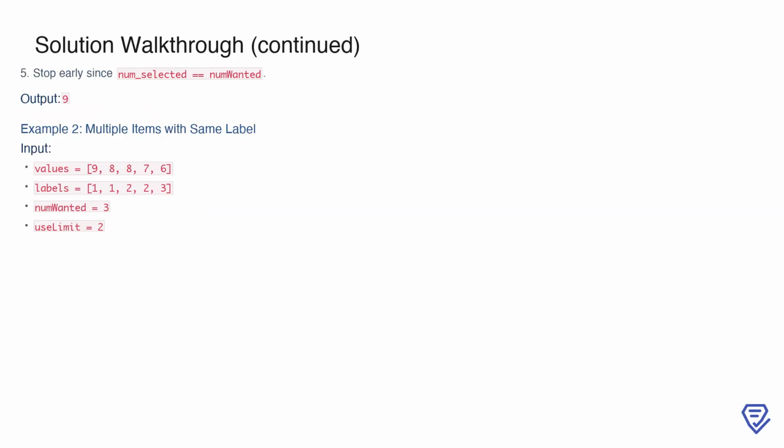At this point, we observe that we've selected 3 items, which is the exact number we wanted. Therefore, we can stop early without continuing further. The final result is the total value of the selected items, which is 9.